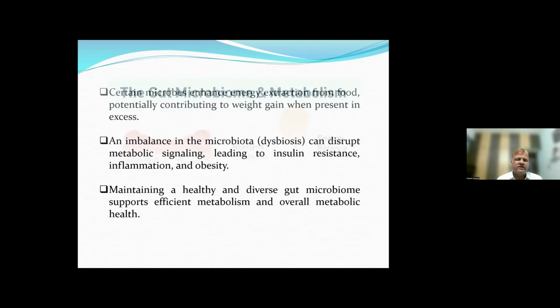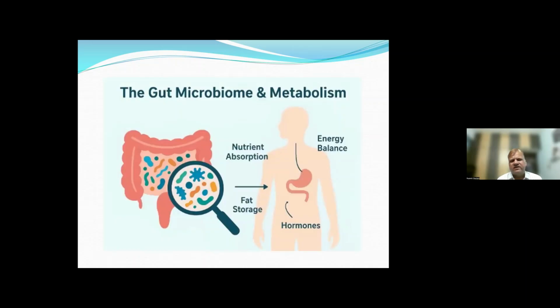And we can see in this figure the gut microbiome and metabolism, that's the gut. Science or biology students study the digestive system, its cells and organs, the small intestine, and the large intestine. Then you can see here the various microbiome, and fat storage, energy balance, hormones, and nutrient absorption are all related to the gut microbiome and metabolism.